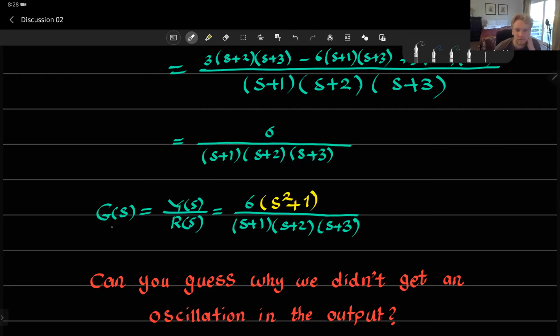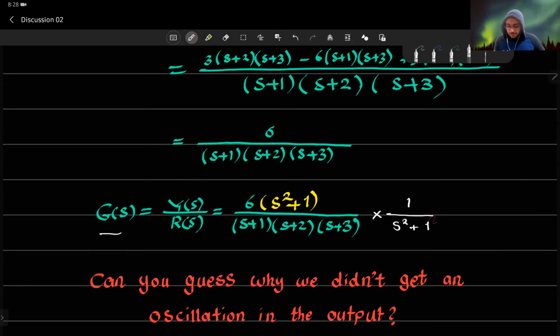So this is the expression for the transfer function, right? If we try to compute the output, what do we do? We multiply the transfer function with the input, right? What is the input? The Laplace transform is 1 over s squared plus 1. So s squared plus 1 cancels with the s squared plus 1 in the numerator.